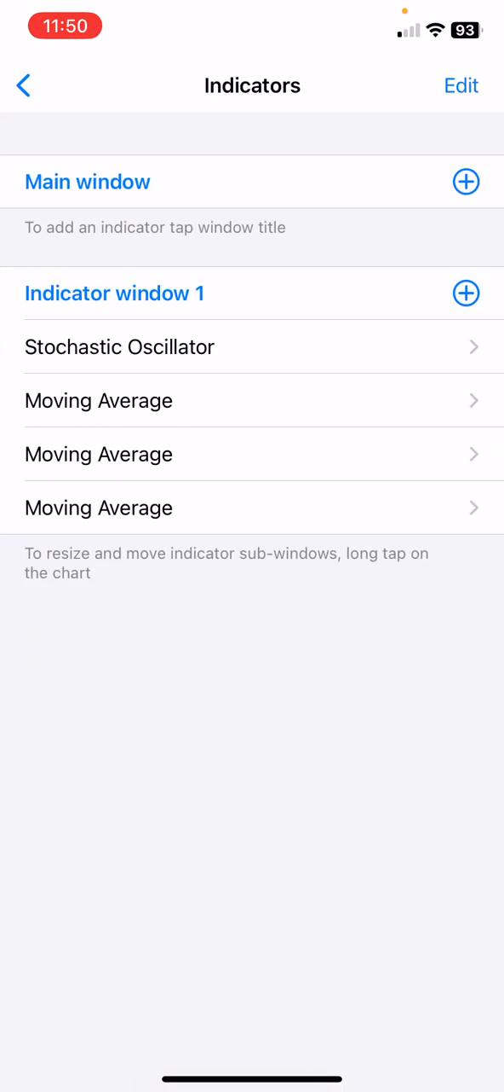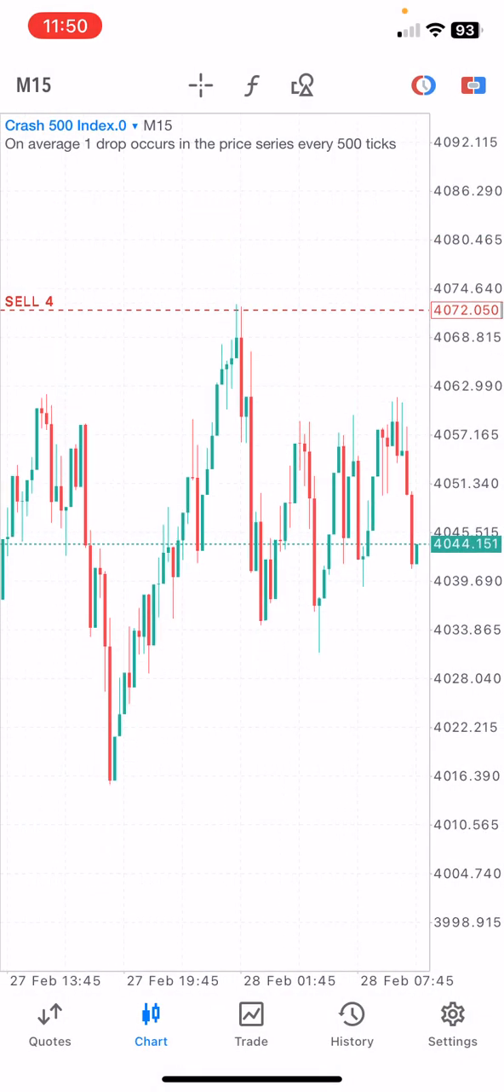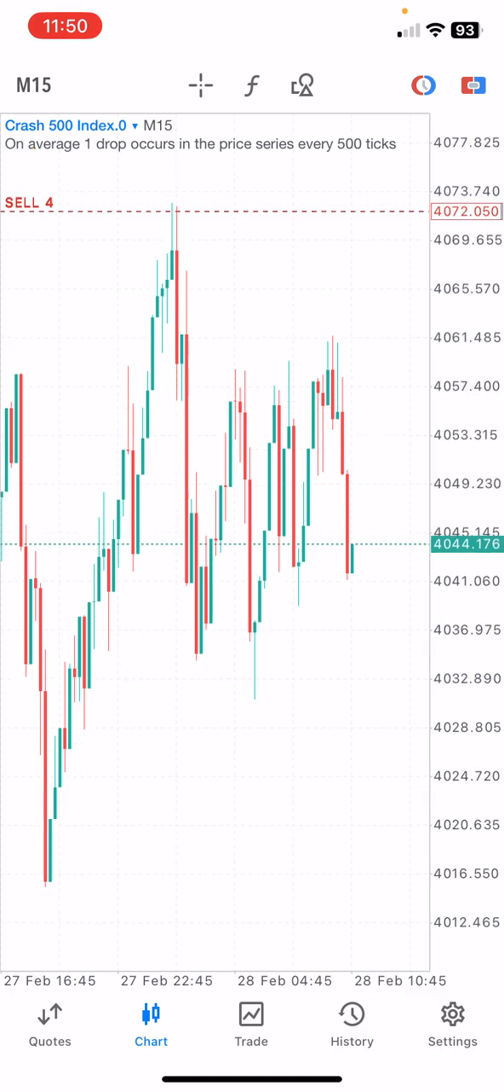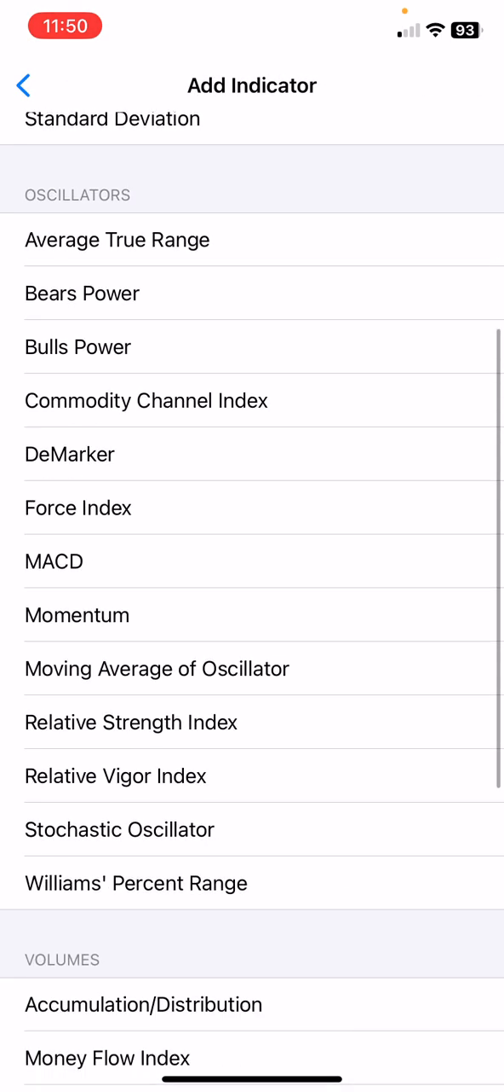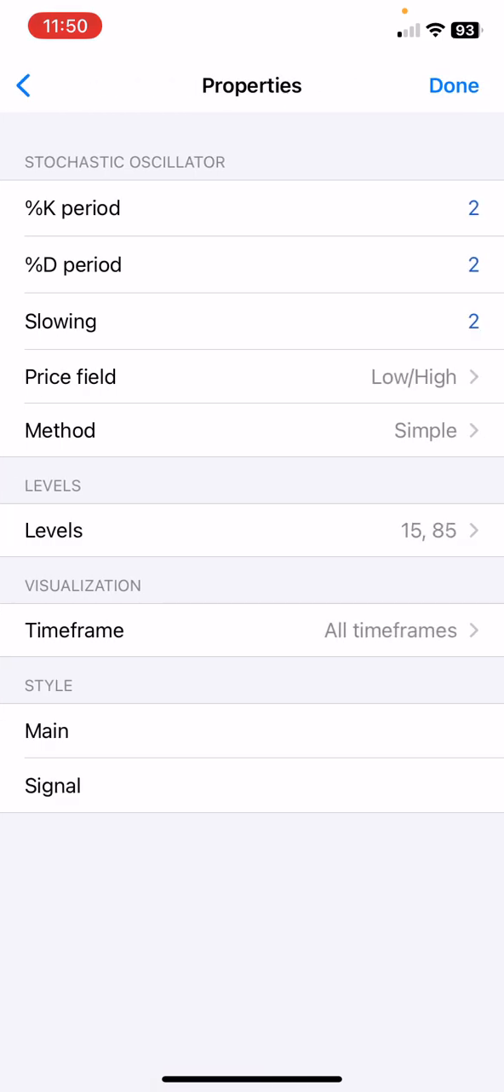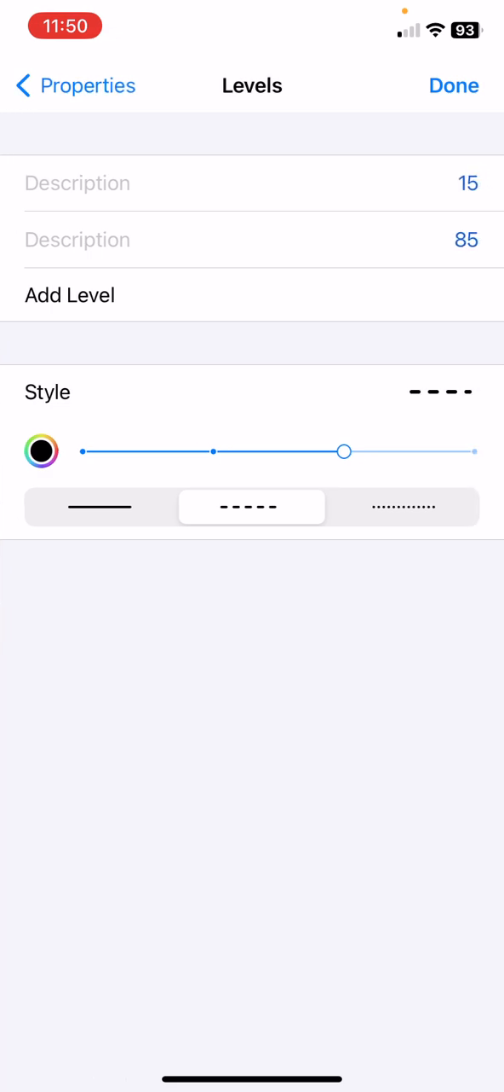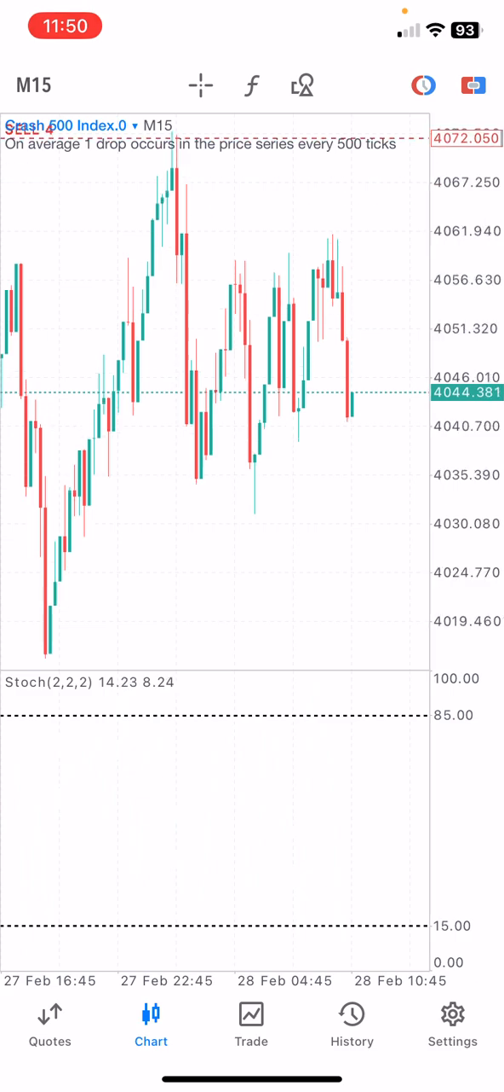So the first thing you want to do is go to your indicator window. Let me delete everything, so we are going to be adding it up one after the other. Click on the main window plus and search for stochastic oscillator, which you can see right here. Now click on the stochastic oscillator. For the properties, the K period is 2, the D period is 2, the slowing is 2, price is low/high, very simple. Now the levels we need are 85 and 15. Use any color of your choice. Now click on done when you add the stochastic oscillator.